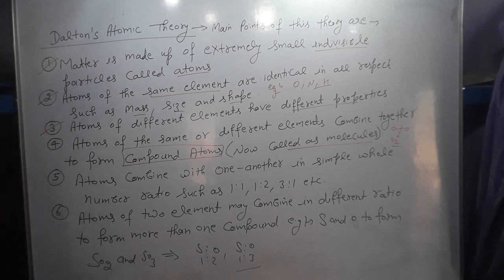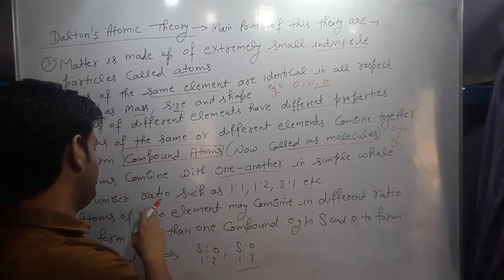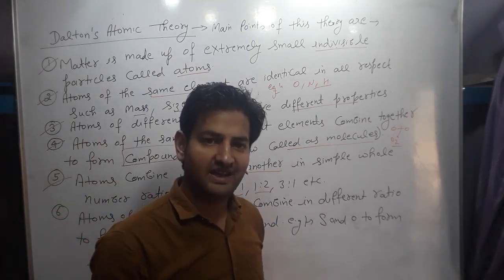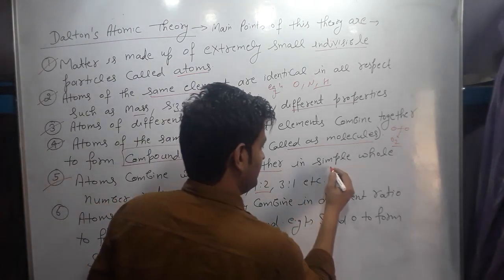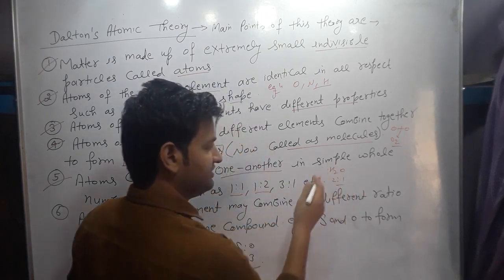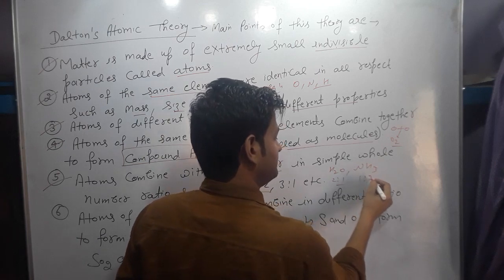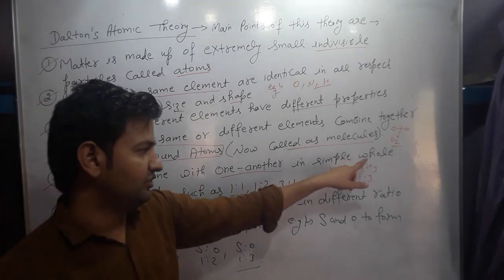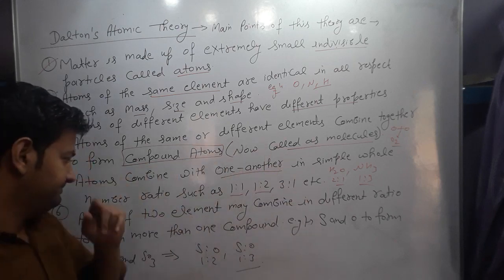Nowadays it is called a molecule, and at that time it was called a compound atom. Next, fifth point: atoms combine with one another, एक दूसरे के साथ, in a simple whole number ratio. Simple whole number ratio means 1:1, 1:2, 3:1, 2:1, any ratio, not a fraction. For example, in the water molecule H2O, the ratio of hydrogen to oxygen is 2:1. Ammonia, NH3, has ratio 1:3. So they combine in a whole number ratio with one another. The ratio may be 1:1, 2:1, 3:1, anything.